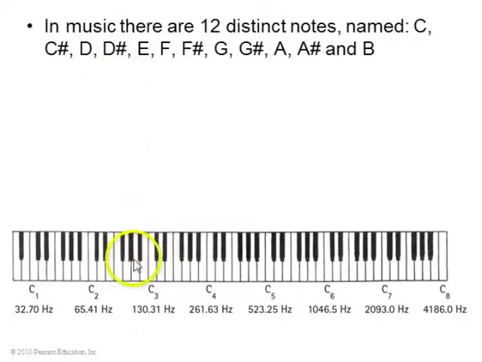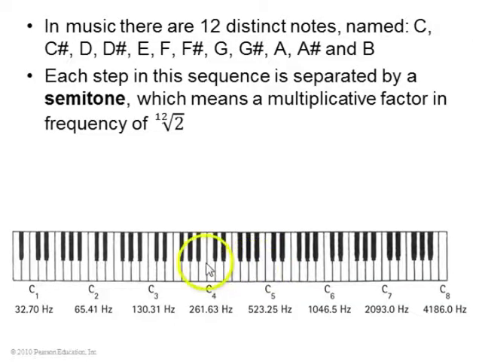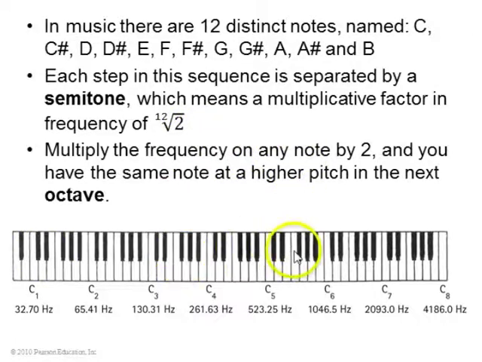In music there are 12 distinct notes. We start with C, then if you go up by semitones, there's C sharp, D, D sharp, E, F, F sharp, G, G sharp, A, A sharp, and lastly B. If you go a semitone above B, you're back to a C. Each semitone represents a multiplicative step of the 12th root of 2 from the note before it in frequency. That's about 1.059, and if you multiply 1.059 times itself 12 times, you get 2. And 2 is the step in frequency from one octave to the next.